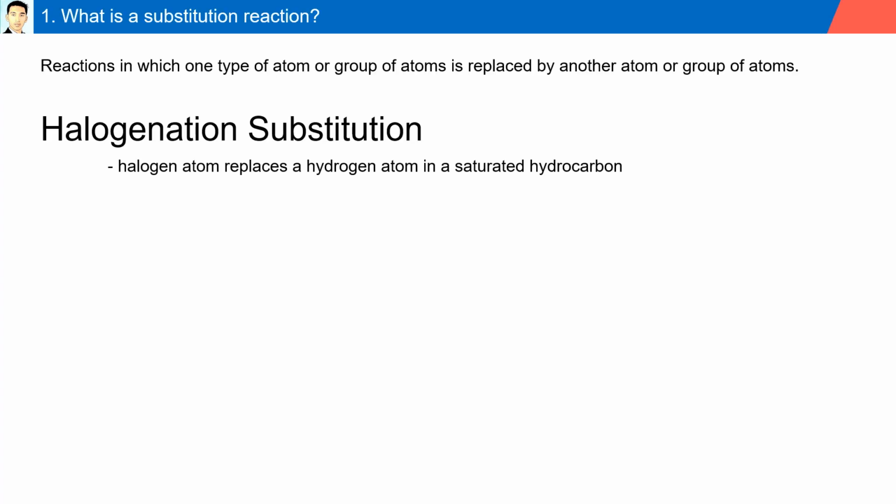What is a substitution reaction? It's a reaction in which one type of atom or group of atoms is replaced by another atom or group of atoms. In halogenation substitution, a halogen atom, such as fluorine, chlorine, bromine, or iodine, replaces a hydrogen atom in a saturated hydrocarbon, which is an alkane.